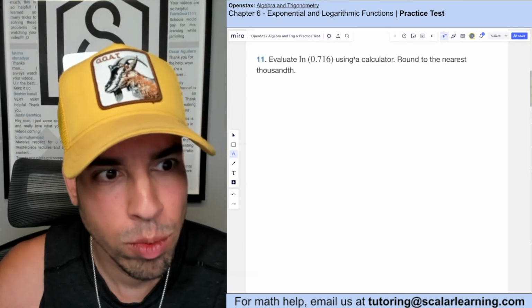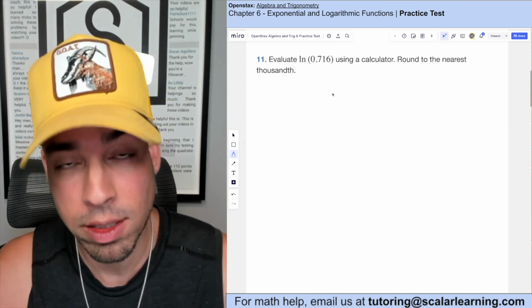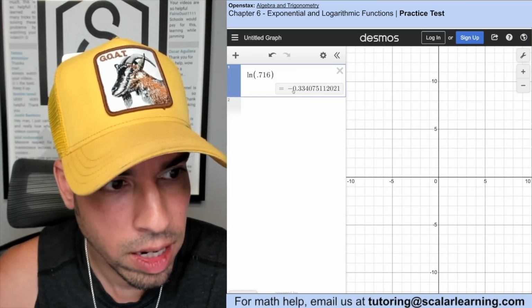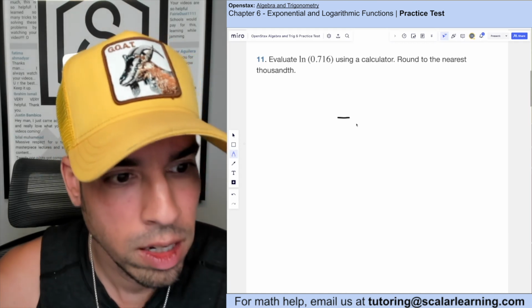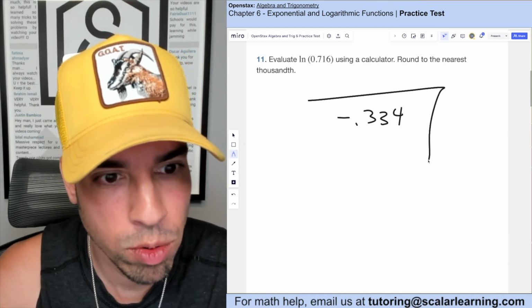Done. So for this one, we're going to evaluate using a calculator. So let's plug into Desmos. So this equals roughly negative 0.334. So negative 0.334. Boom. Done.